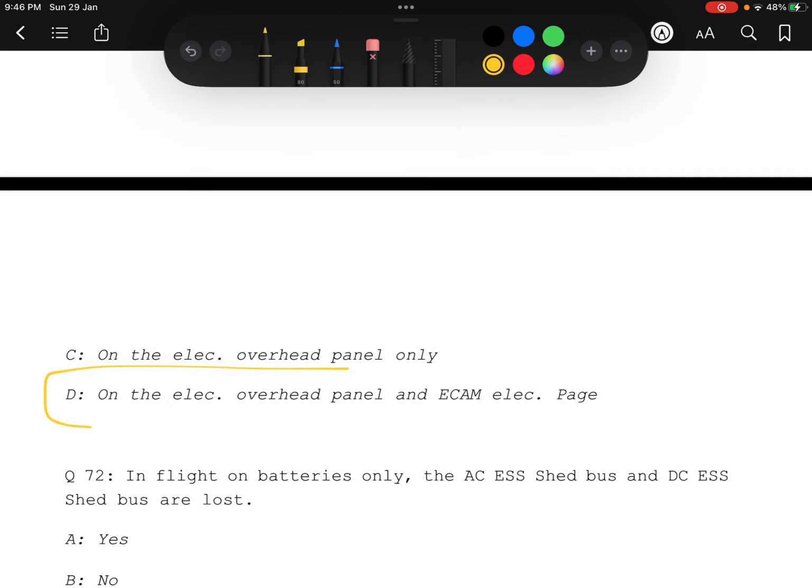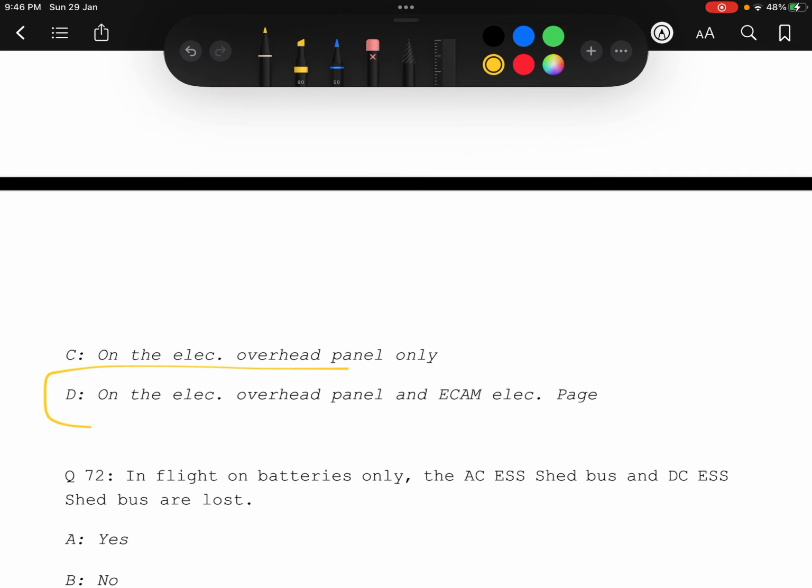Okay, so now the opposite will happen. AC bus will be supplying the AC essential bus through the essential TR. Current will go to the DC essential bus. TR2 will supply DC bus 2 and the DC bed bus, and then further DC bus 1.